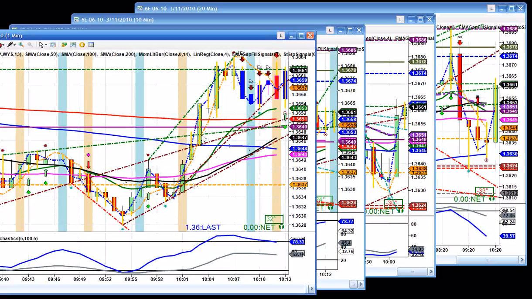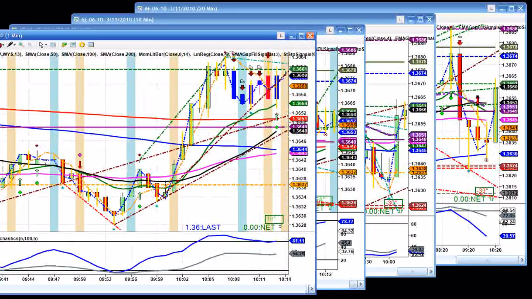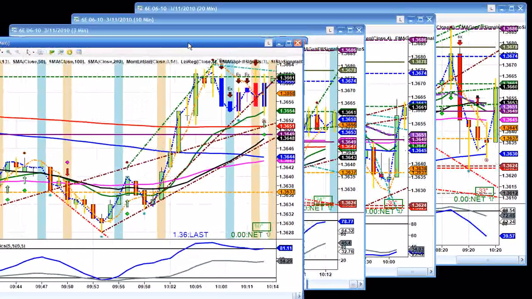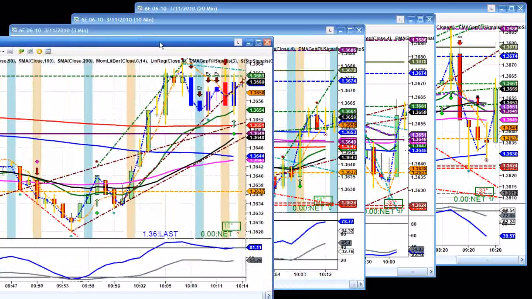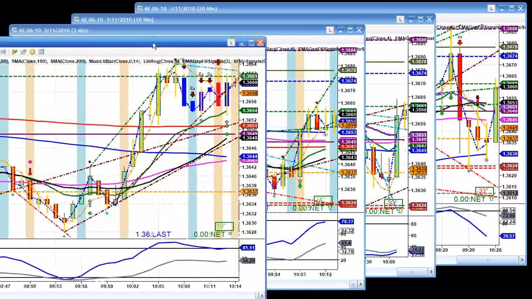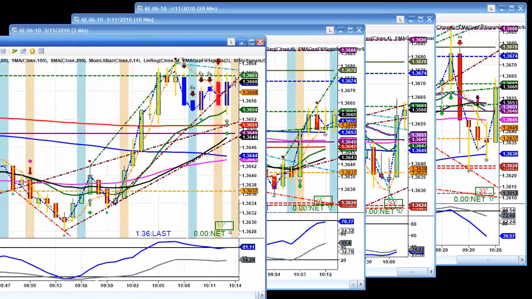Now, how could you predict this move? Well, if you look at your 20-minute chart, it's telling you it's closing the gap. So your 20-minute chart and your 1-minute chart are telling you the same story. Your 10-minute chart is giving you a magnified view of that. Let me take this back just a little bit. Okay, your 10-minute chart is telling you, look, we're closing the gap, changing direction.